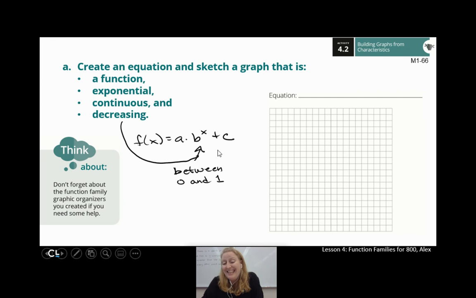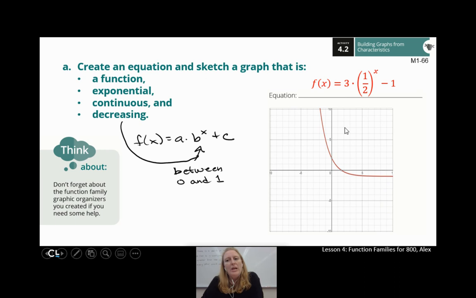That is up to you. Me personally, I'm just going to pick a half. And then for my other numbers, I'll use a 3 and a -1. Why not? And then I use Desmos. Now again, your graph probably looks different than mine. Your equation probably looks different than mine. But I did want to make sure it was decreasing, so I did want to make sure that my base was between 0 and 1. Otherwise, we were pretty free with the other numbers.